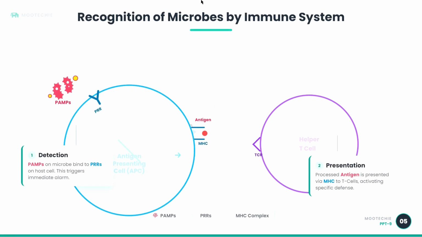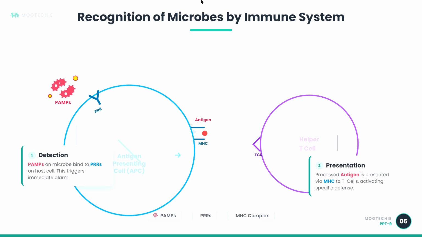Now, let us see how the immune system recognizes these microbes. The first step is detection. Special molecules on the microbes called PAMPs bind to receptors on the host cells known as PRRs. This binding acts like triggering an immediate alarm.